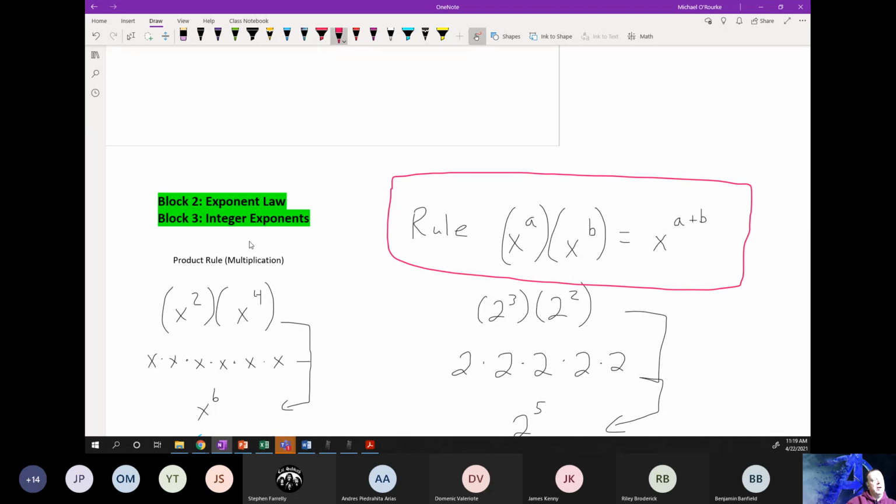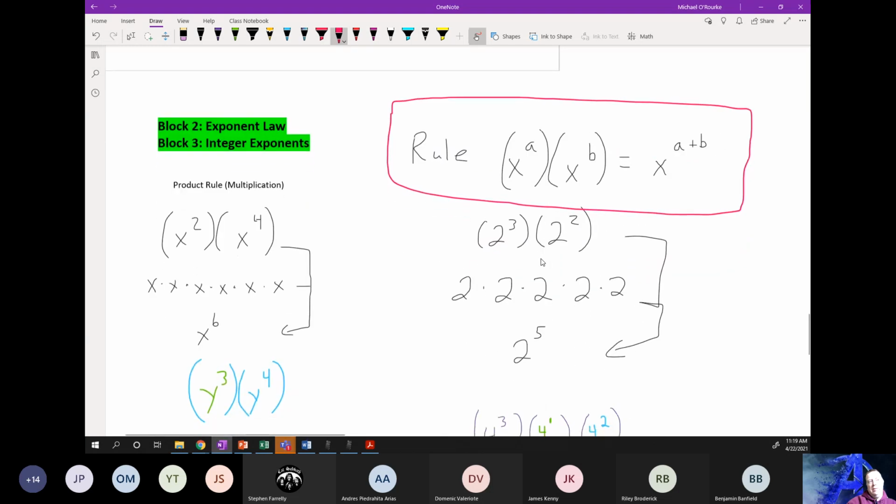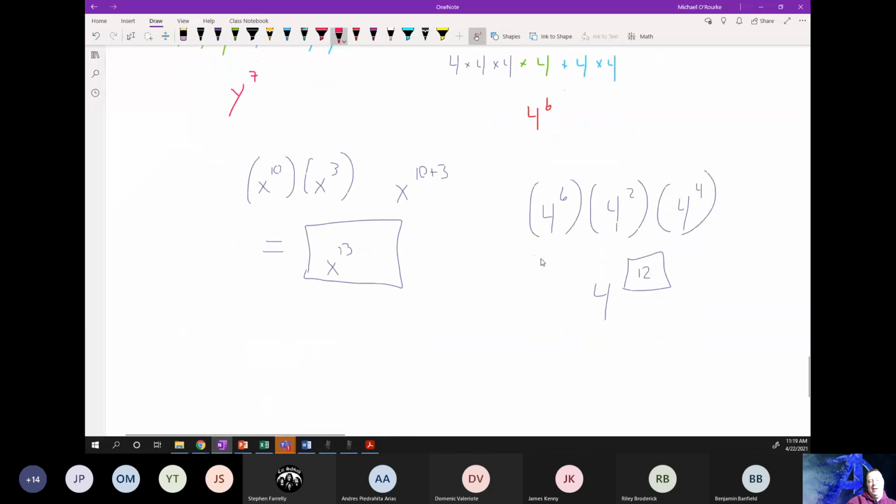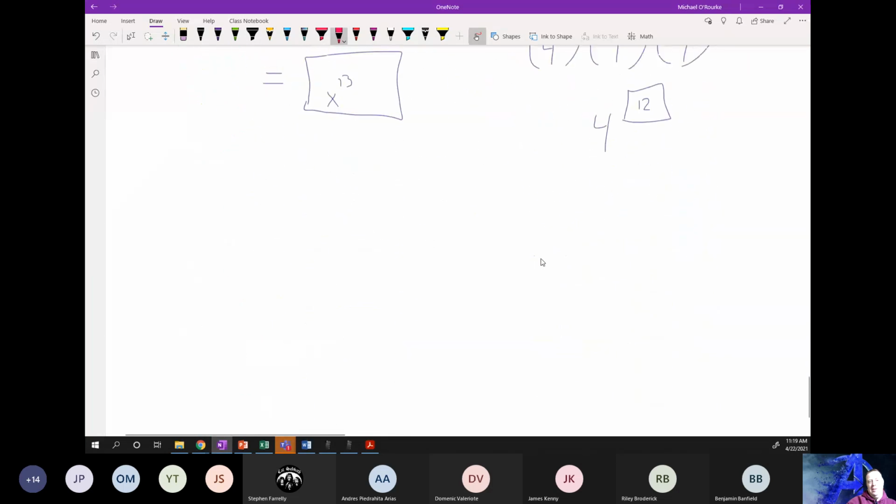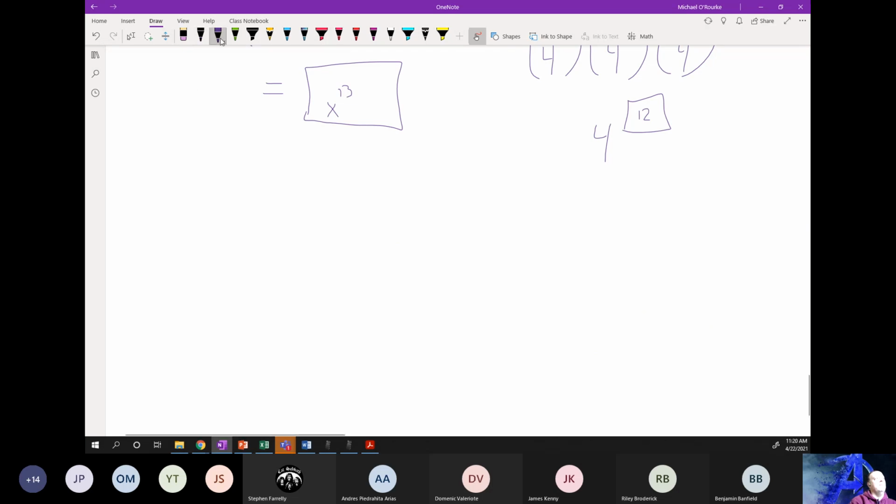How are we feeling about the product rule right now? Thumbs up, thumbs down? Or out of 5. Let's do out of 5 again, like we usually do. Out of 5, how much do you understand it? 4, good, 5. Well, I'm going to mess with you, so we're going to get you off your 5. Good. Okay. Dominic's doubling up. Okay. So let's do a couple more.